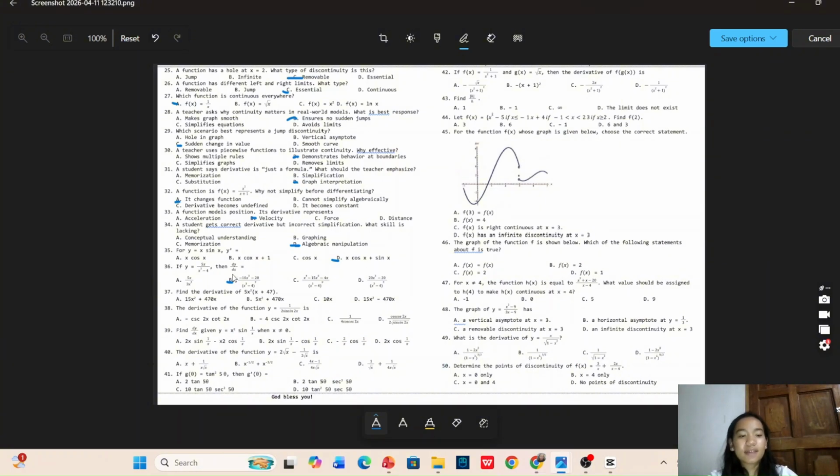Number 36. If y equals 5x all over x to the third minus 4, then dy over dx equals. The correct answer for number 36 is letter B.